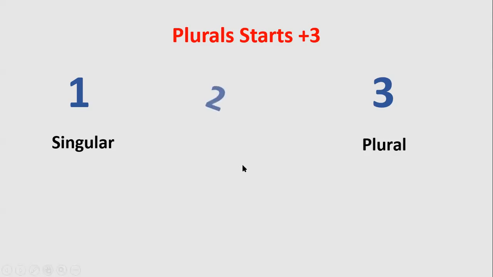Okay, fact number 4 is that plural in Arabic starts at 3. Maybe this is a little bit weird information, but I will explain it to you. Number one in Arabic is singular, and number three is plural. Three or more is plural. But the question is, what about number two? What happens to number two?